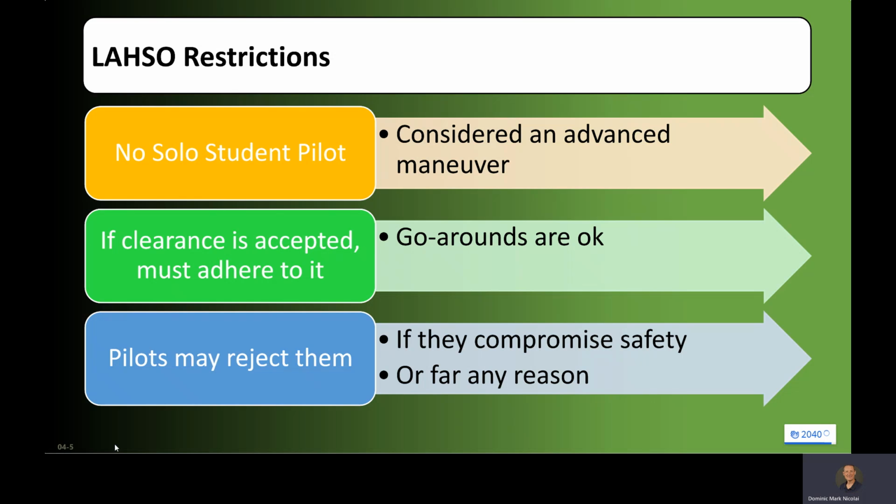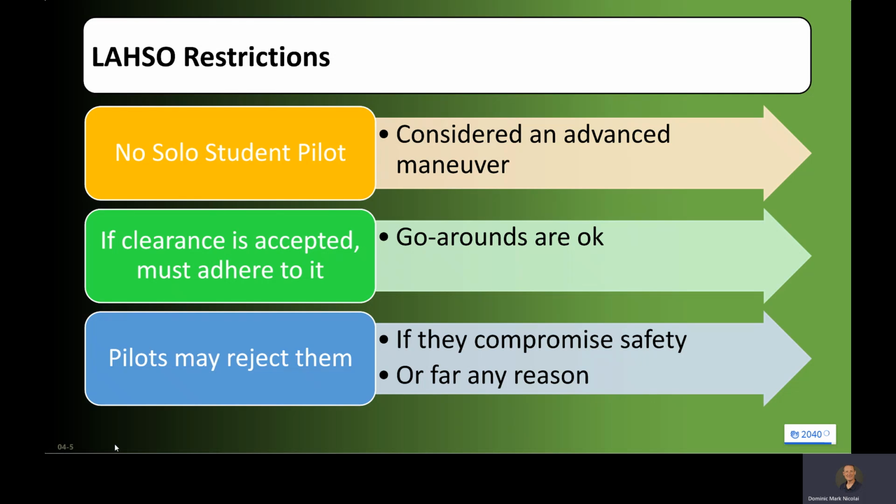Obviously, ATC will not be happy with you, and be prepared to have them very much upset at you as you fly upwind, crosswind, downwind, base, and final. But it's allowed for safety reasons, right? And of course, that's always up to the pilot in command. You just can't do a go-around because you feel like it. It has to be a real reason.